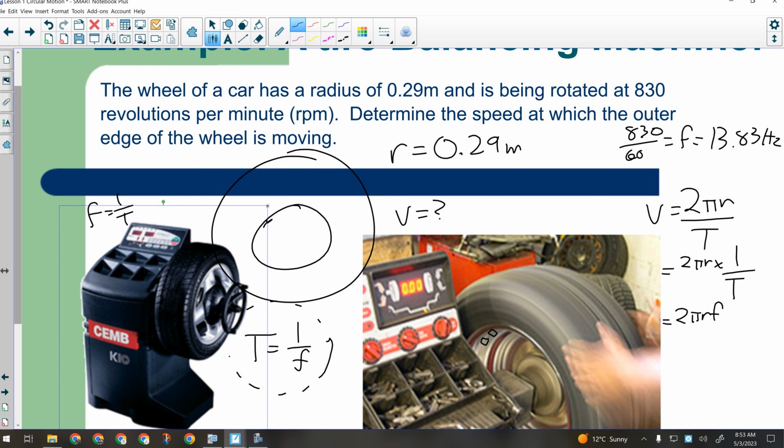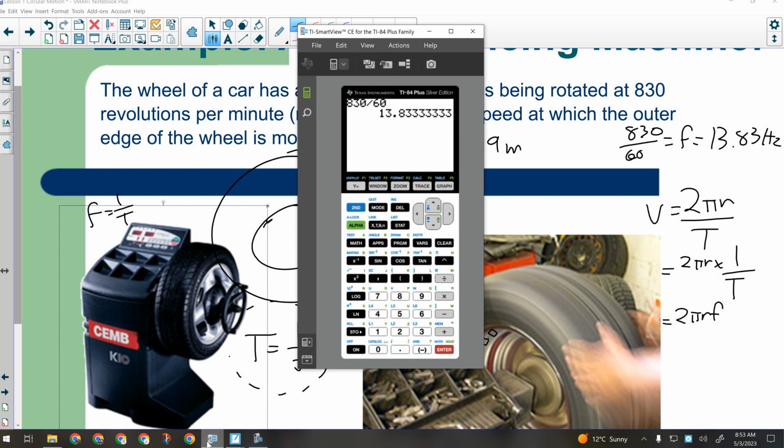All right, so I'm going to calculate the speed at which this tire machine is rotating. So 2, and always use pi. Use the pi button on your calculator when you're doing anything in this unit. Don't type in 3.14. I know some of you know pi to really, really far, but just type in the pi button. 2 times pi times 0.29, and then times f, which was that number.